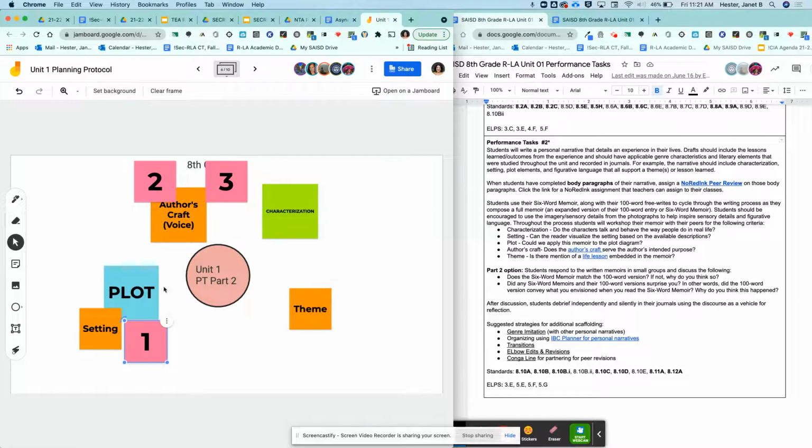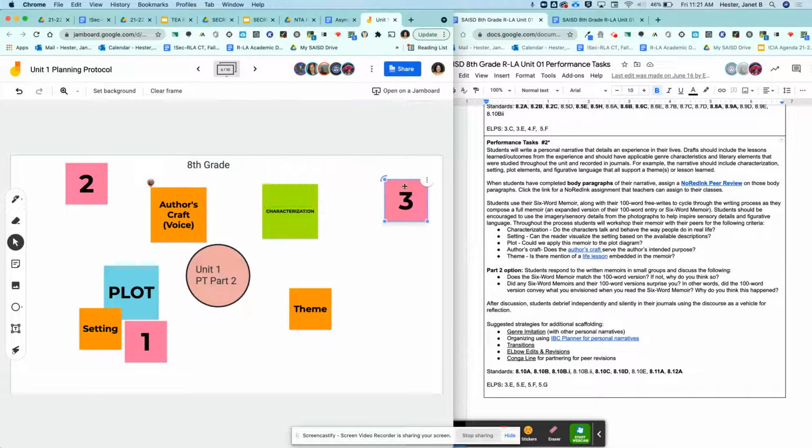And like bonus, if they can do the non-linear, like we see in the text that we're going to read, if they can emulate that in their own memoir, I think that's really powerful. Because we're moving away from that basic plot diagram. We don't want to do that, right? So we're seeing how the setting and the characterization, how is that moving the plot? How is that moving the story forward?